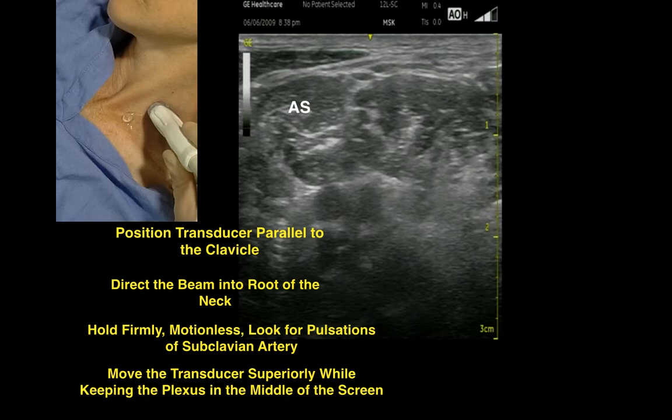In this particular example, if you watch this clip again, you will notice the phrenic nerve, a small hypoechoic sphere that passes over the surface of the anterior scalene muscle and into the interscalene groove.